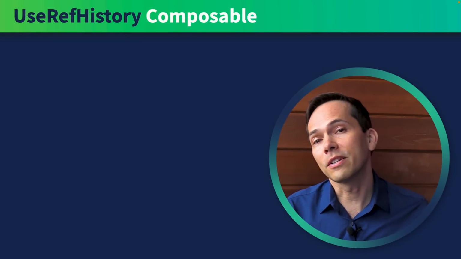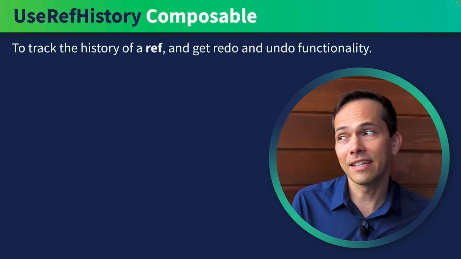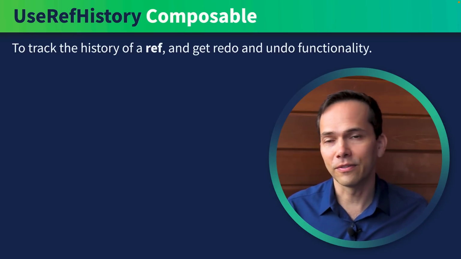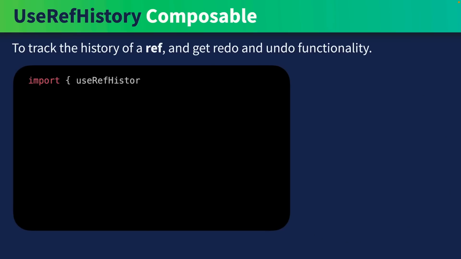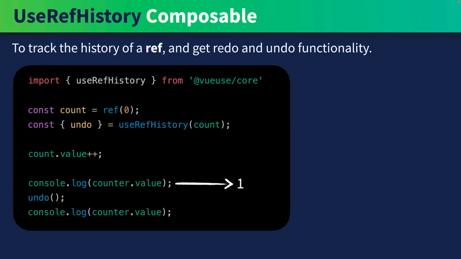There's one other composable I want to show you called useRefHistory. This allows us to track the history of a ref to get redo and undo functionality. Let me show you an example. Here, we'll import it from VueUse. Then if we create a ref called count, we can then call useRefHistory and send in that ref, returning the undo function. Then if we increment the value and print it out, we get 1. And if we call undo and then print it out again, we get 0, properly setting it to the previous value.